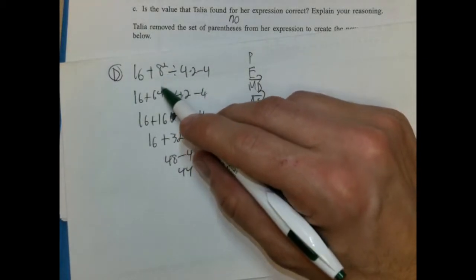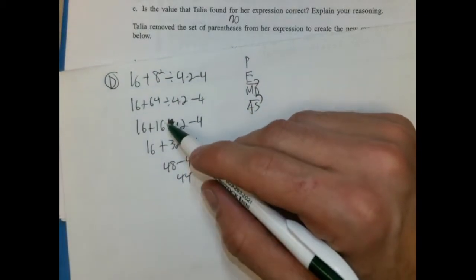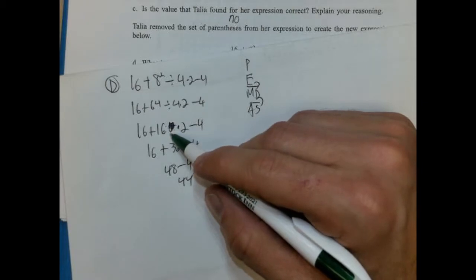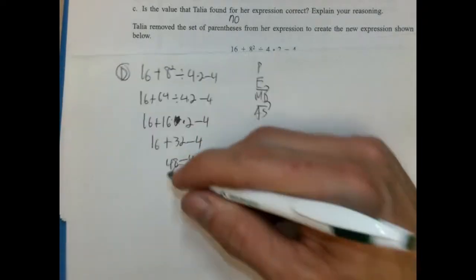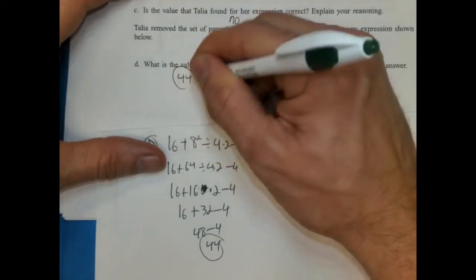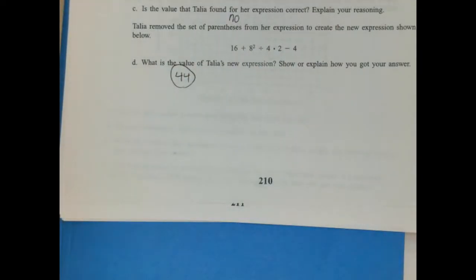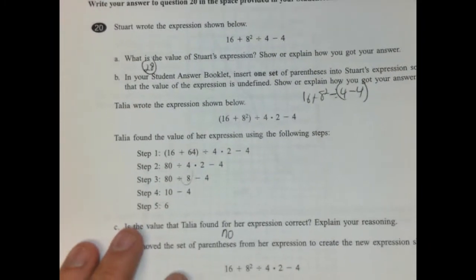So squared, yep, 64, divide, 16, yep. And then multiply, 32, 48, 4, yep, that's right, 44. Here we just show all the steps. All right, so for that problem, we're basically just using order of operations.